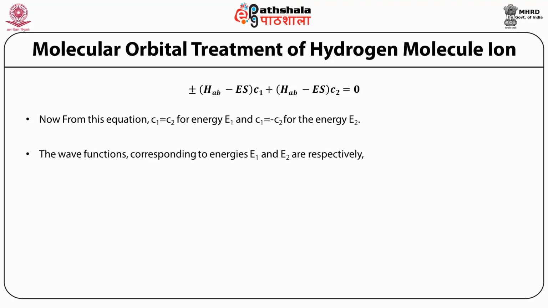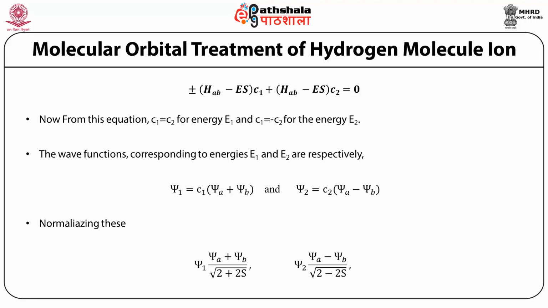So, the wave functions corresponding to energies E1 and E2 are respectively psi 1 is equal to C1 into (psi A plus psi B), and psi 2 is equal to C2 into (psi A minus psi B). And normalizing these, psi 1 is equal to (psi A plus psi B) upon the square root of (2 plus 2S), and psi 2 is equal to (psi A minus psi B) upon the square root of (2 minus 2S).